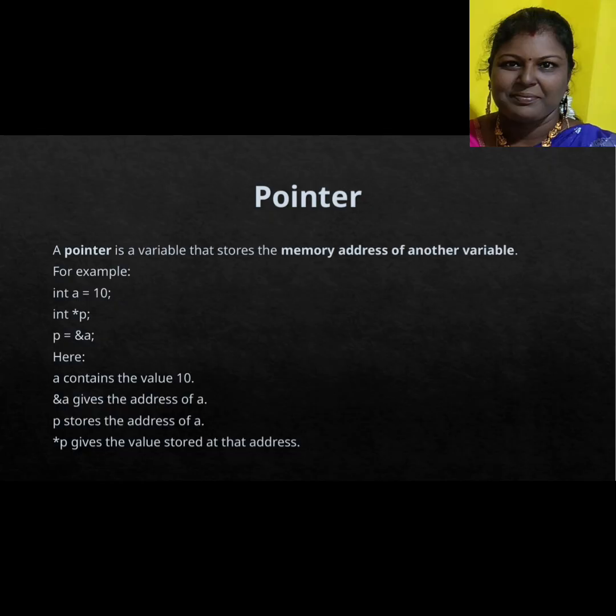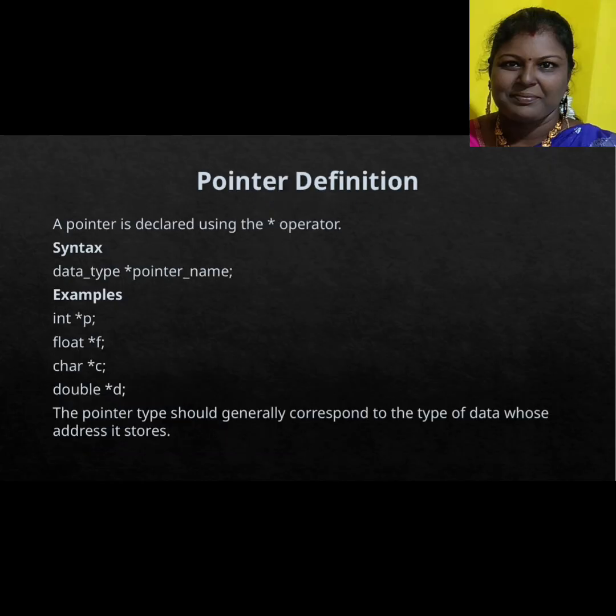Let's talk about pointers, a fundamental concept in programming. A pointer is declared using the star operator, placed between the data type and the pointer's name. For example, int *p declares a pointer to an integer. You'll see similar declarations for floats, chars, and doubles. It's important that the pointer's type matches the kind of data it's meant to point to, because that ensures the program handles the memory correctly. This is the basic syntax for defining a pointer.